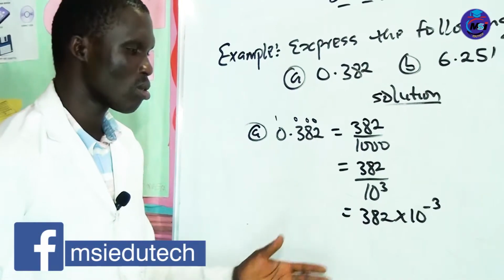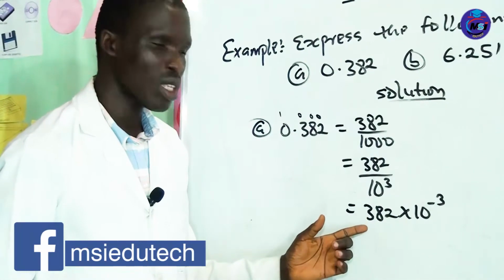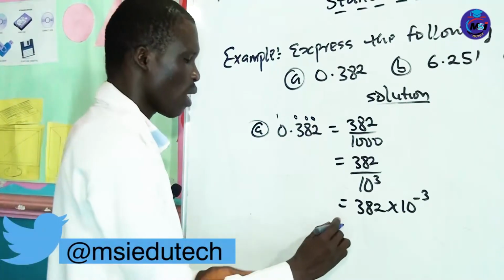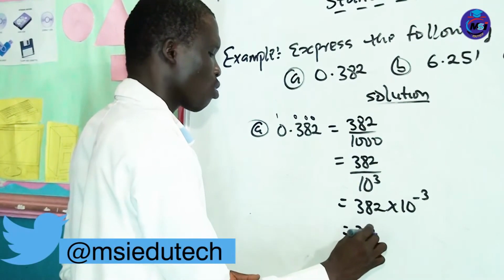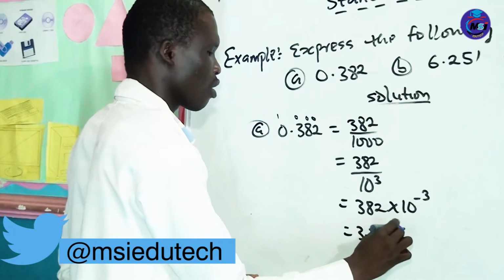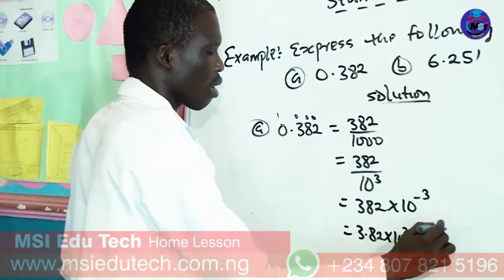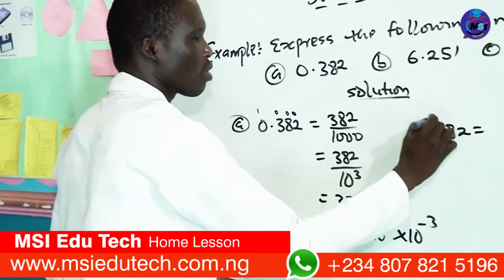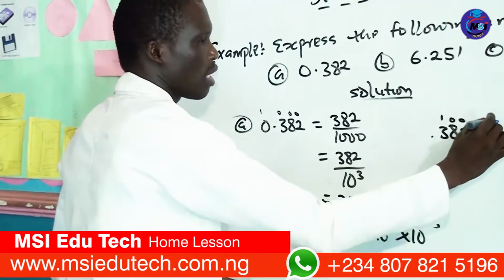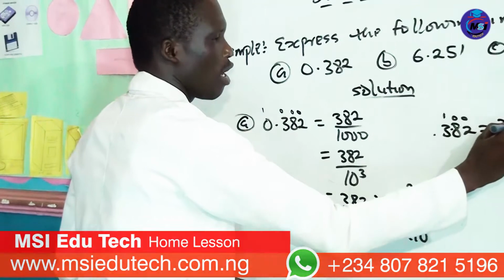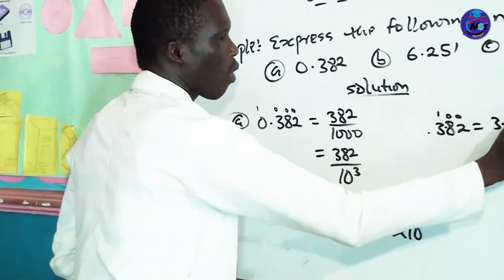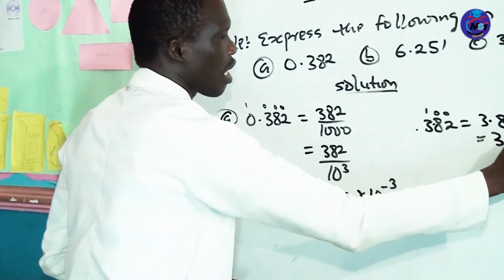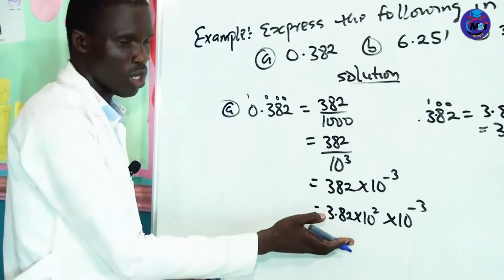But you are not going to leave your answer like this, because we can still convert 382. When we convert 382, we are going to have 3.82 times 10 raised to the power 2, then times 10 raised to the power minus 3. It's just like you have 382. You put your point here, 3.82, then you multiply by 100, which gives us 3.82 times 10 raised to the power 2.